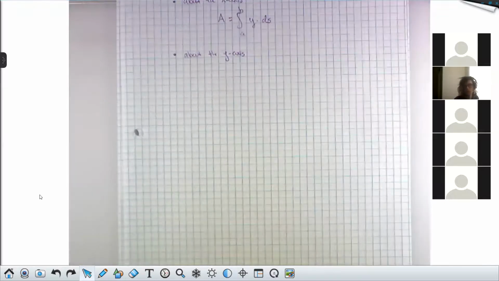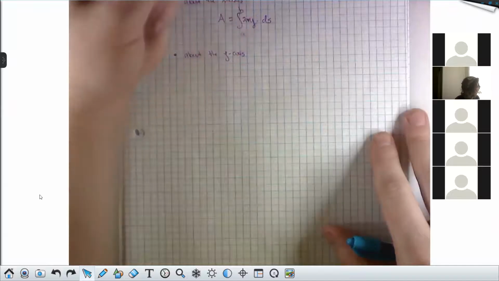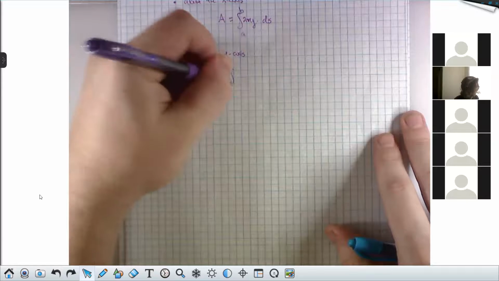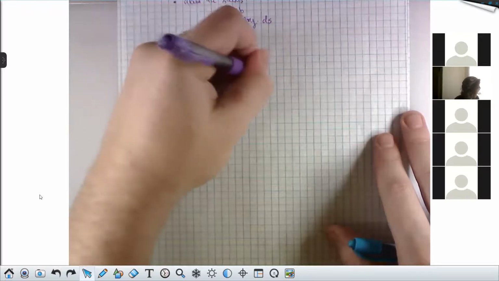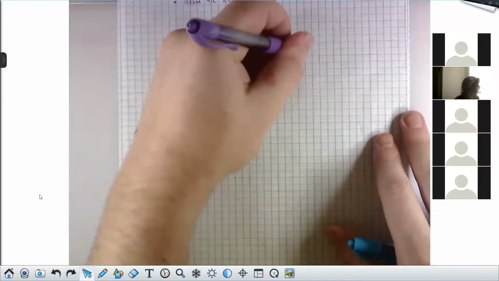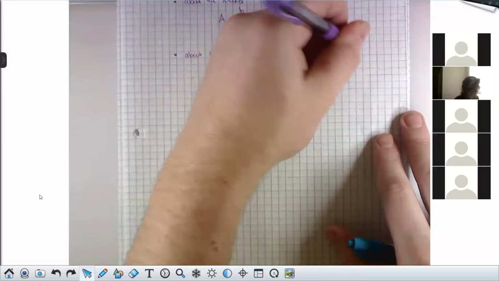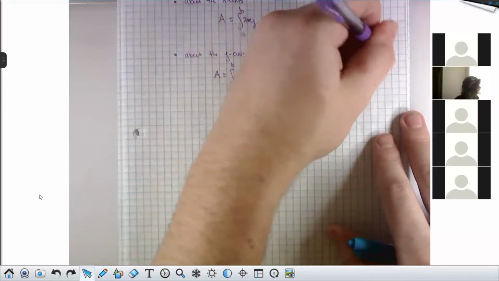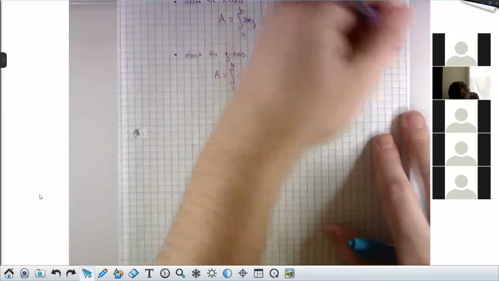So here we go. 2 pi y times ds. And if we're rotating about the y-axis, it would be the integral from t equals a to t equals b of 2 pi x times ds. And in both of these, ds is the little element of arc length: the square root of (dx/dt) squared plus (dy/dt) squared, times dt.